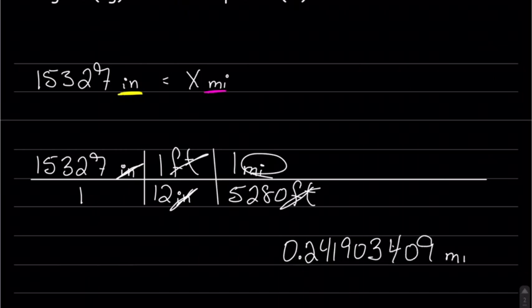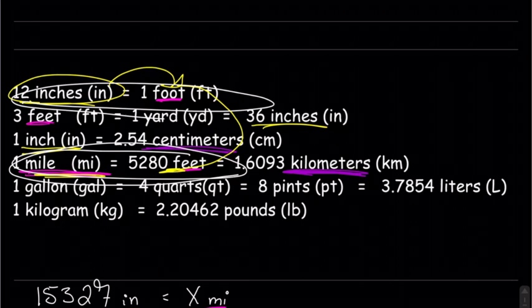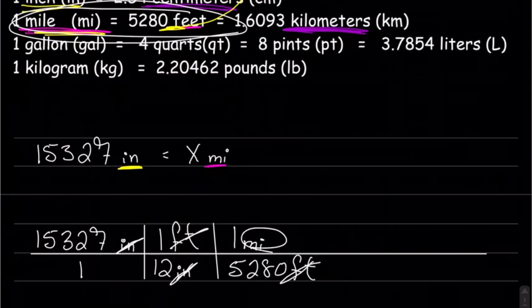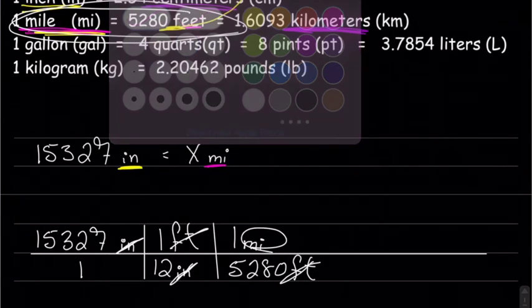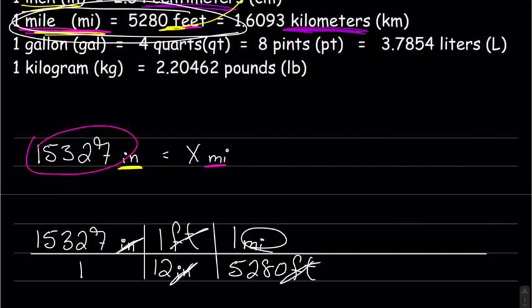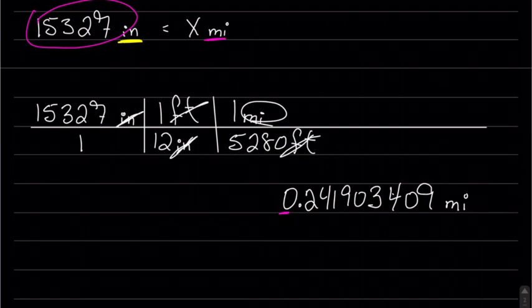0.24190409 miles. And then our last step is to look at sig figs. The stuff that we got up here from the unit conversion table, we do not use as sig figs. We're just going to use, in this case, our given. Let me change colors here. Try this. So we have 5 sig figs in our given, which means we need 5 sig figs in our answer. We need to write that 0, but it doesn't count as a significant figure because there's no non-zero digit in front of it.